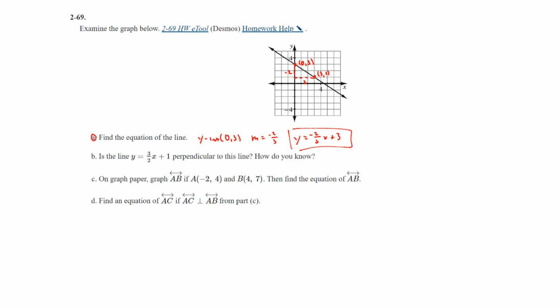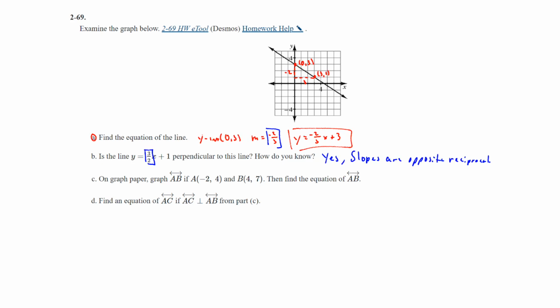Part B, is the line y equals 3/2 x plus 1 perpendicular to this line? And how do you know? Well, remember, we need to look at the slope, and perpendicular lines have opposite reciprocal slopes. So is 3/2 and -2/3 opposite reciprocal? And the answer to that is yes. It's the reciprocal, and one's positive and one's negative. And so we know, once again, that because the slopes are opposite reciprocal, the lines are perpendicular.